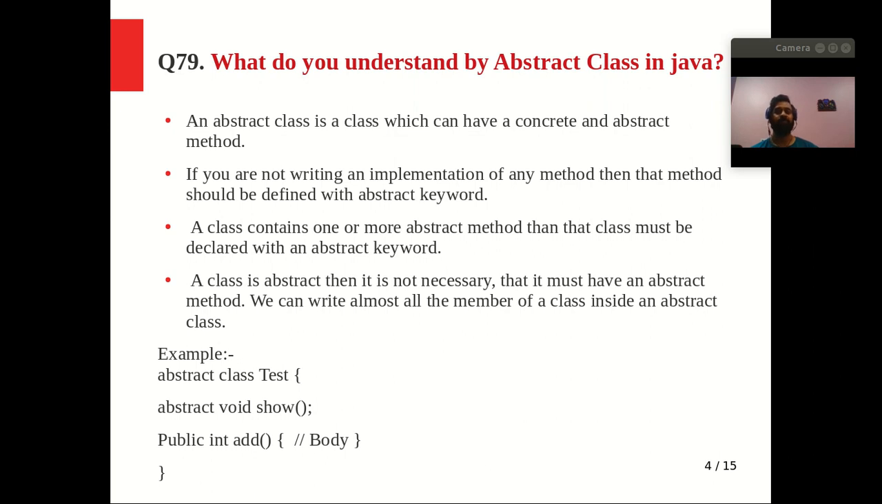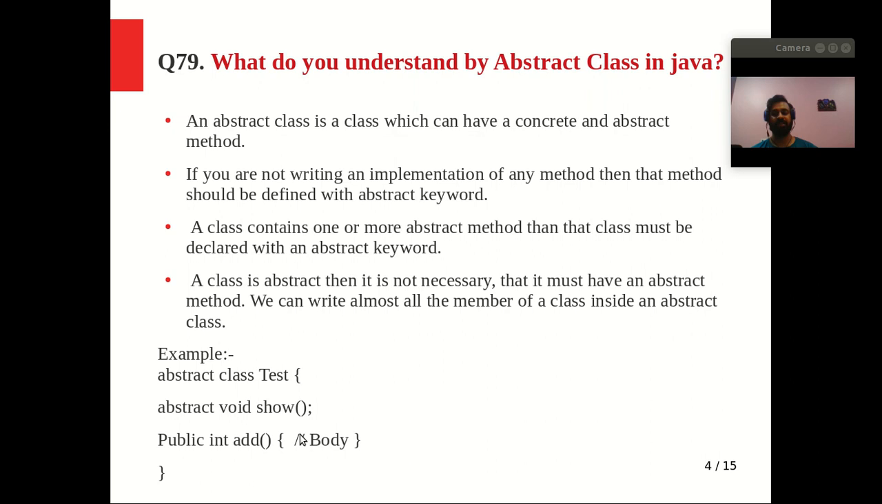We can write almost all members of a class inside an abstract class, right? For example, here you can see I have written an abstract class Test. This is a Test class, and I define this class with the abstract keyword. Inside this class I have one method with the name show, and return type is void, and this method is also marked with abstract, right? So this is basically an abstract method, and this is an abstract class.